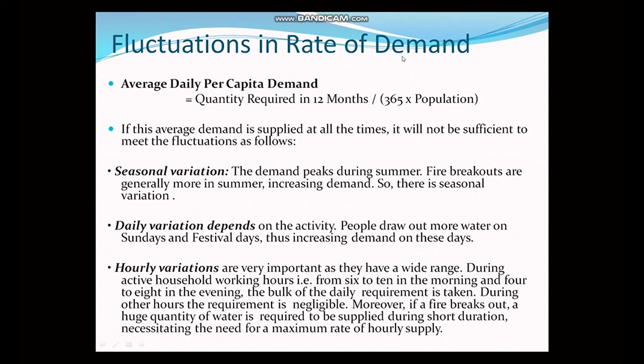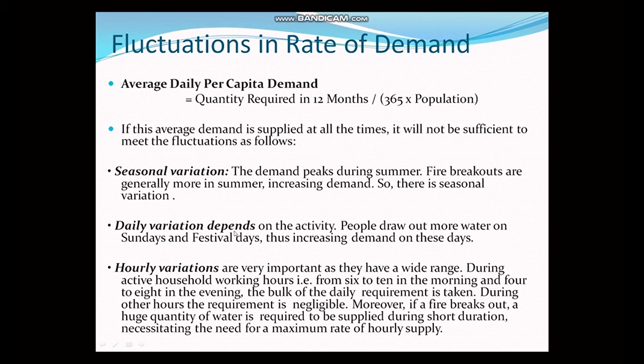Fluctuations in rate of demand. As we have already discussed, the average daily per capita demand equals the quantity required in 12 months divided by 365 days divided by the total number of population. If this average demand is supplied at all times, it will not be sufficient to meet the fluctuations as follows. Seasonal variation. The demand peaks during summer. Fire breakouts are generally more in summer, increasing demand. So there is seasonal variation.